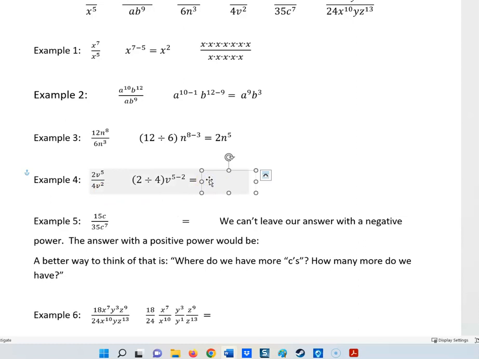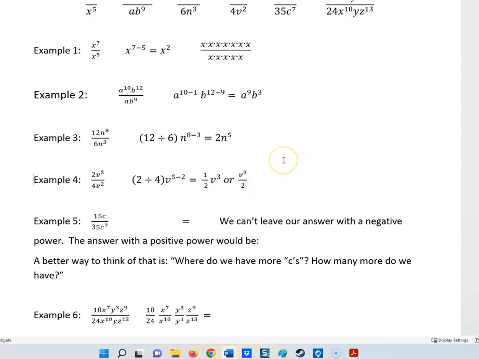So you could look at your answer this way. You have 1/2 here because 2 over 4 is 1/2, and then you have v to the 3rd, or you could write your v to the 3rd on top over 2. Either one of these are acceptable answers. I would say the second answer is how I would write it because it's just more efficient to write it that way.